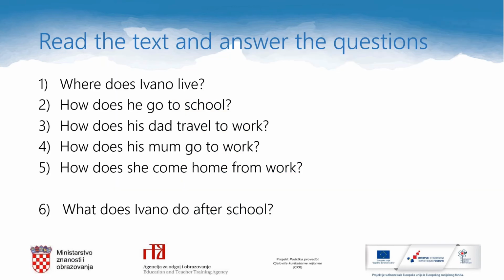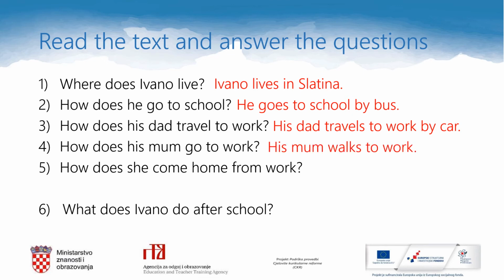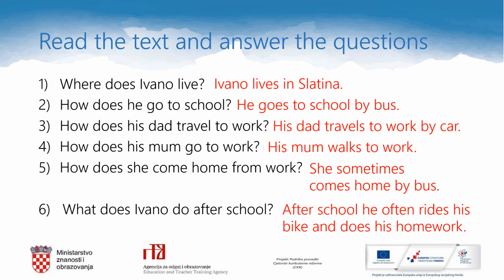Let's check the answers. Where does Ivano live? Ivano lives in Slatina. How does he go to school? He goes to school by bus. How does his dad travel to work? His dad travels to work by car. How does his mom go to work? His mom walks to work. How does she come home from work? She sometimes comes home by bus. And what does Ivano do after school? After school, he often rides his bike and does his homework.